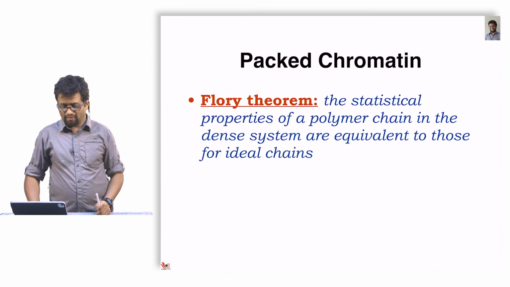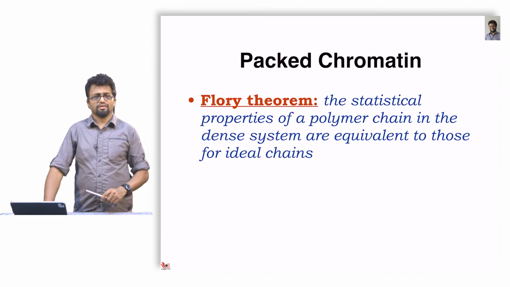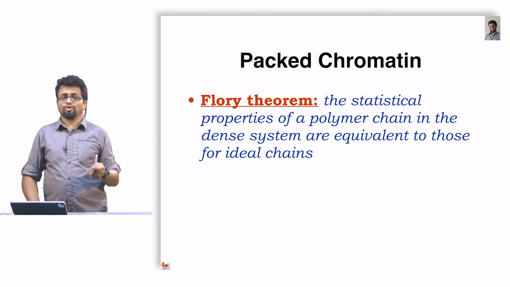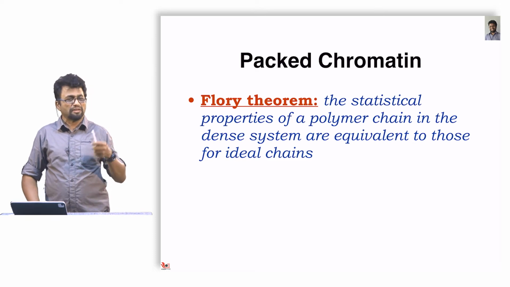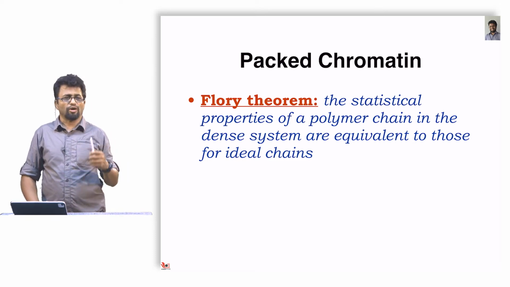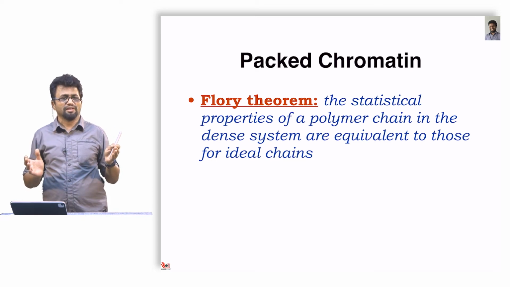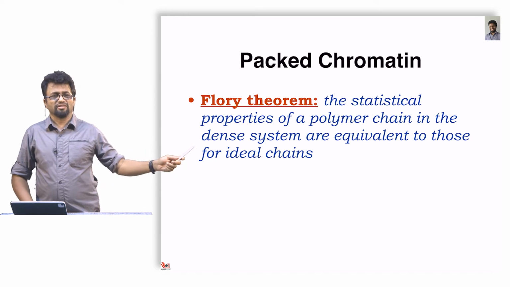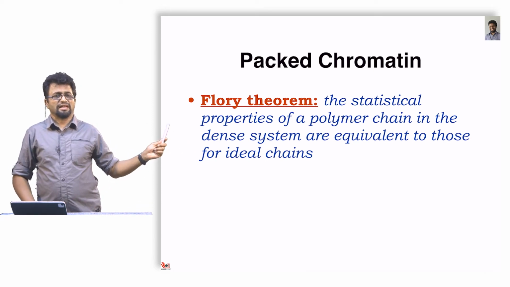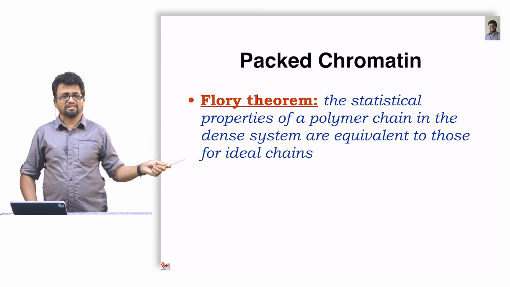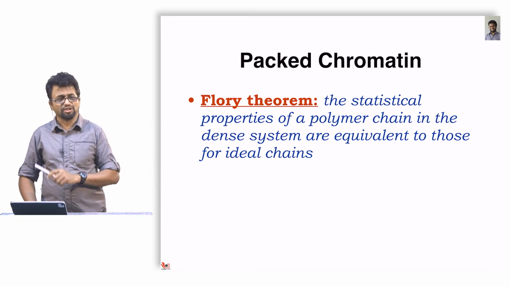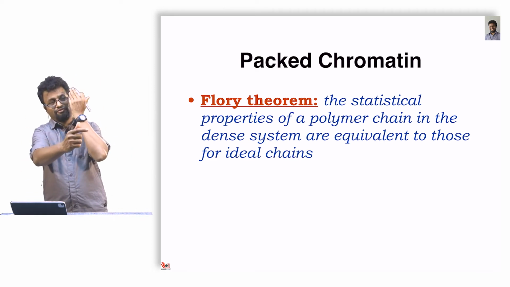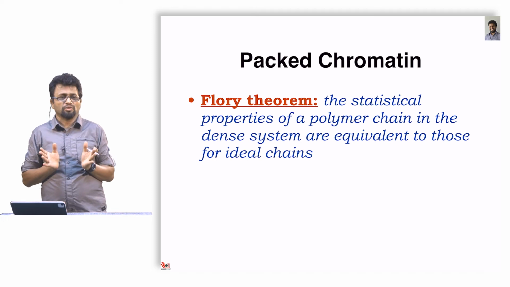So, going ahead, packed chromosomes follow polymer theory based on what is called the Flory theorem. The Flory theorem can help us justify the use of equilibrium polymer theory, even for something as densely packed as chromatin, because it states that the statistical properties of a polymer chain in a dense system are equivalent to those of an ideal chain. And if you remember, our ideal chain was this random walk polymer, where fibers can cross through each other. We do not care about that.